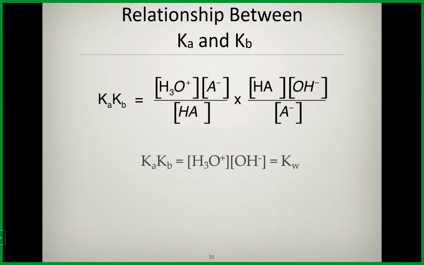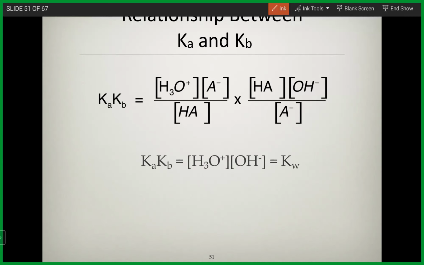And what we're going to see here is HA cancels. We have it on the top of one of them, bottom of the other. Same thing with A minus. So Ka times Kb is really just going to be the hydronium ion, which is the same as H plus, times the hydroxide ion. And that's going to be equal just to Kw, which remember at 25 degrees, that's going to be 1.0 times 10 to the negative 14th.